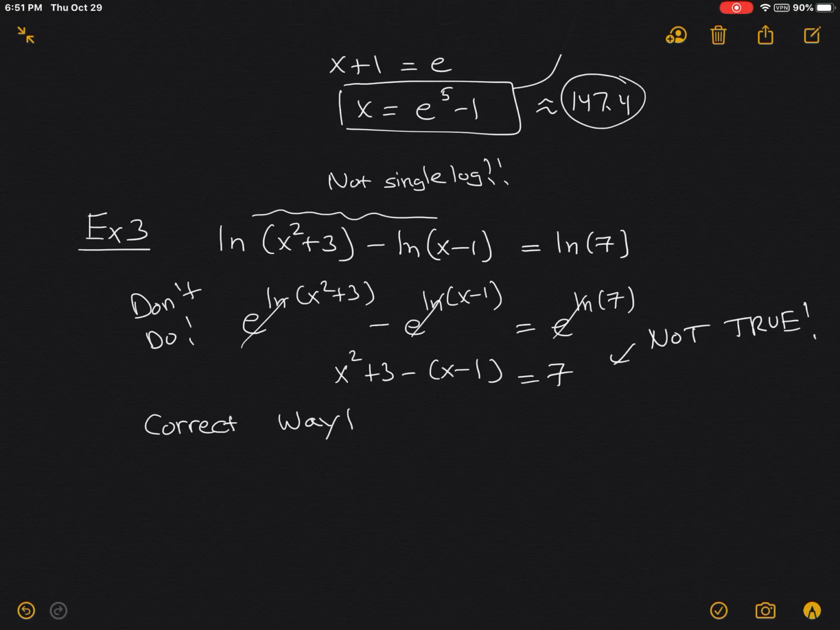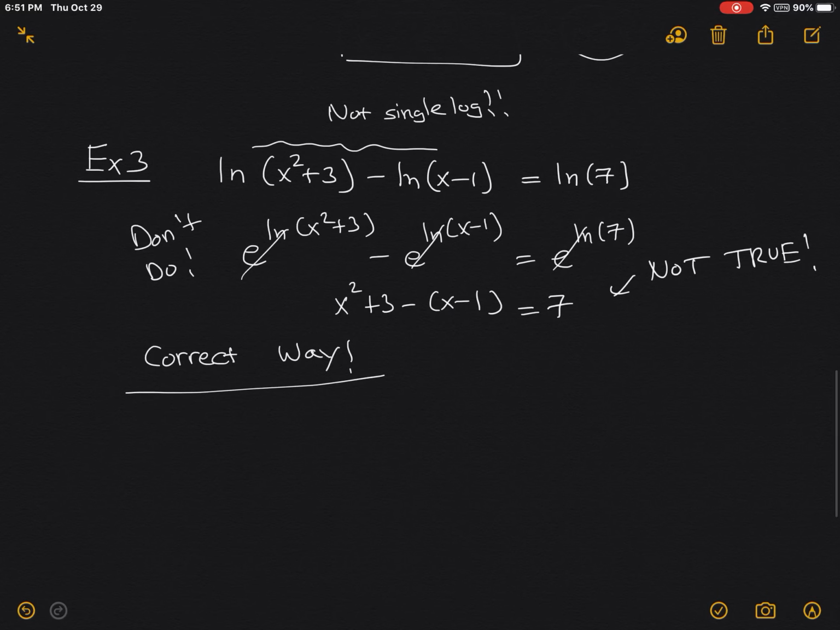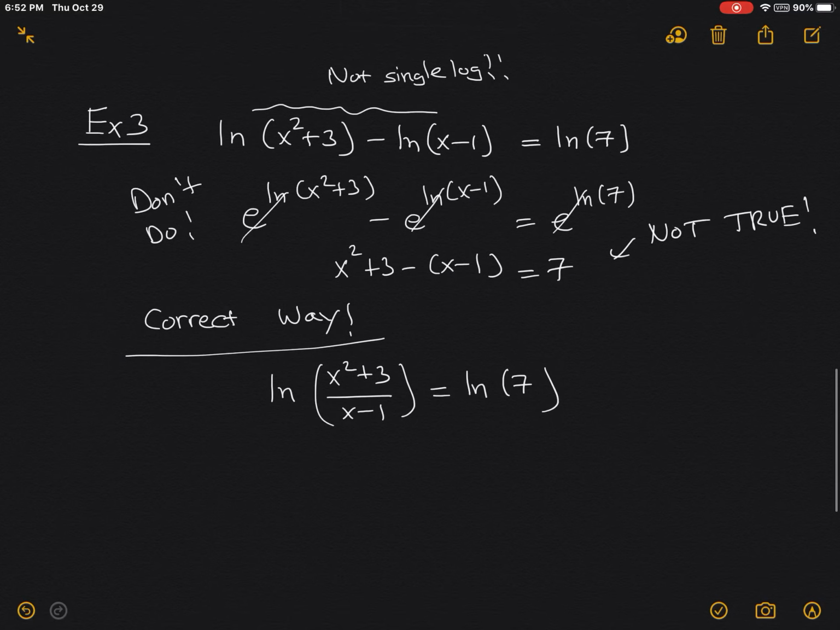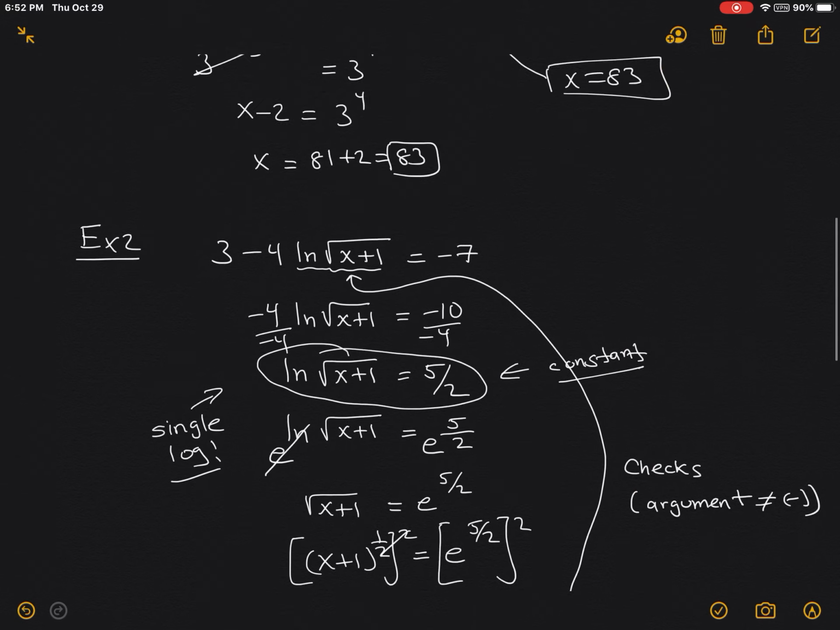Okay, so what is the correct way? Well, you said, Mrs. Zhu, to condense it. You have to have a single log. And so the way you have a single log is to condense. So on this left side of the equation, what I could do is write ln of x squared plus 3 over x minus 1, I condensed it, is equal to ln of 7. Using the quotient property, you write the word ln one time.